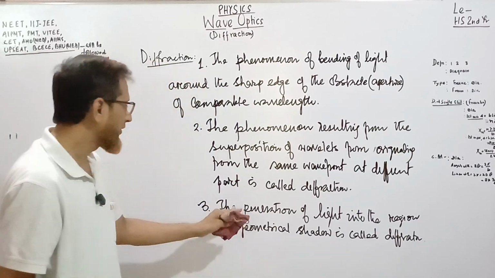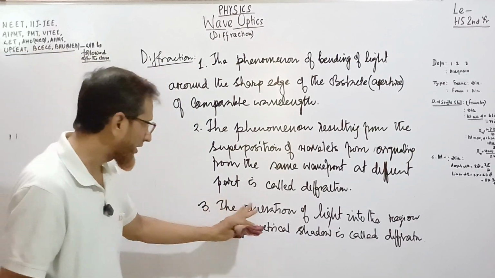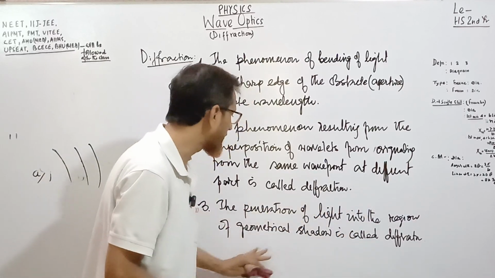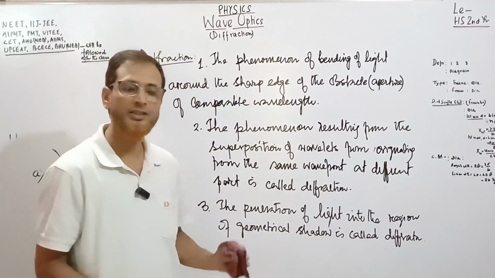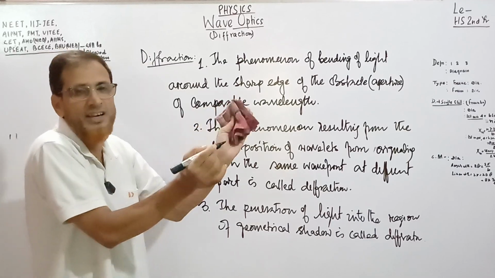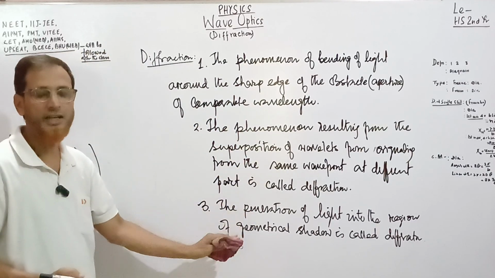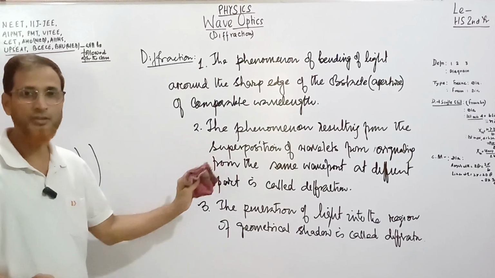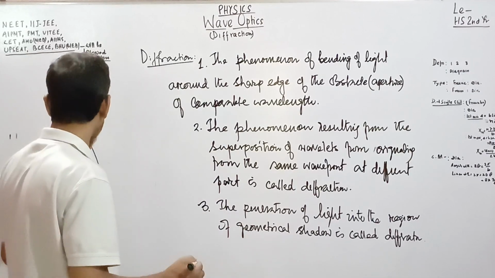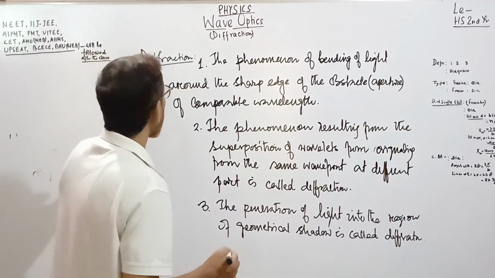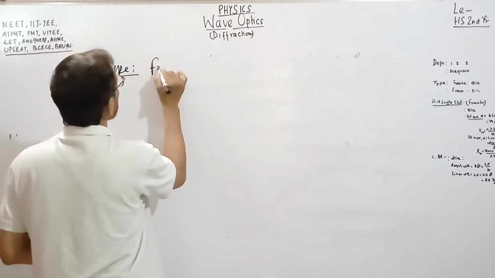Another definition: diffraction is nothing but the penetration of light into the region of geometrical shadow. In the shadow, you will get some amount of light, and this phenomenon of penetration of light into the region of geometrical shadow is called diffraction. This is in short the information on this.